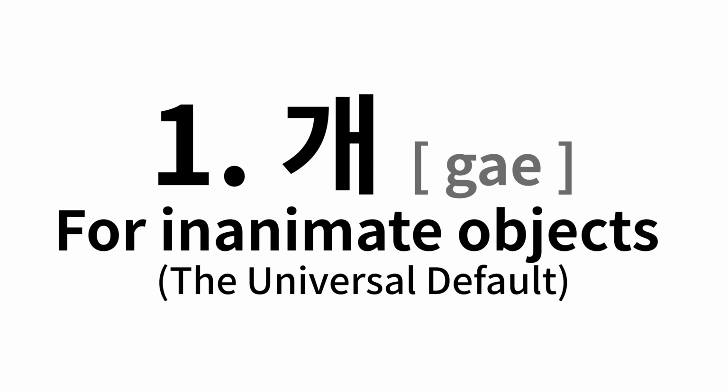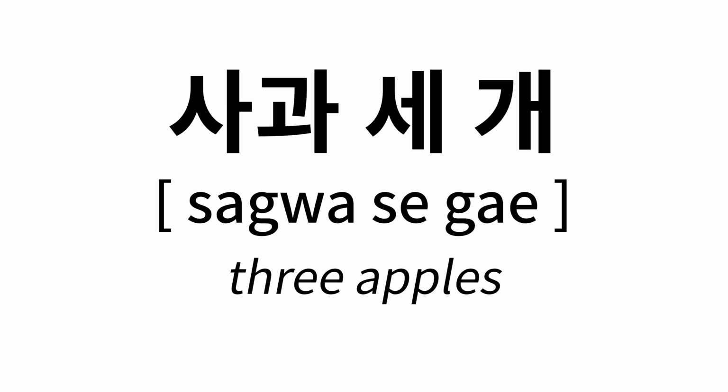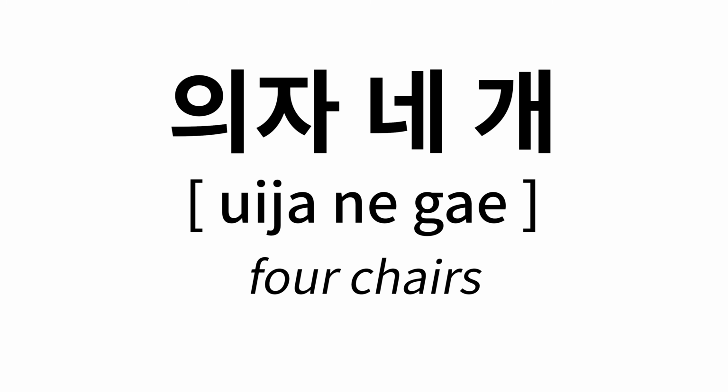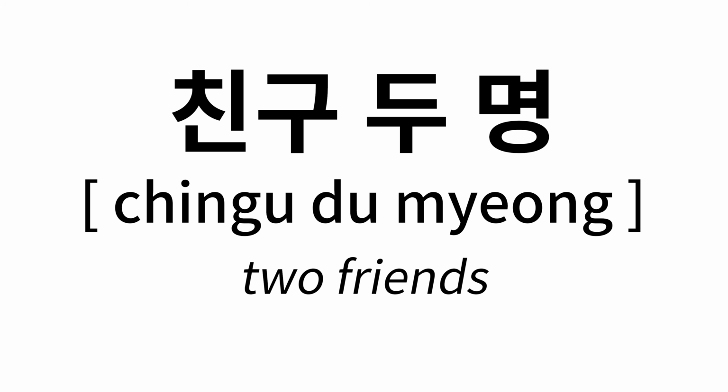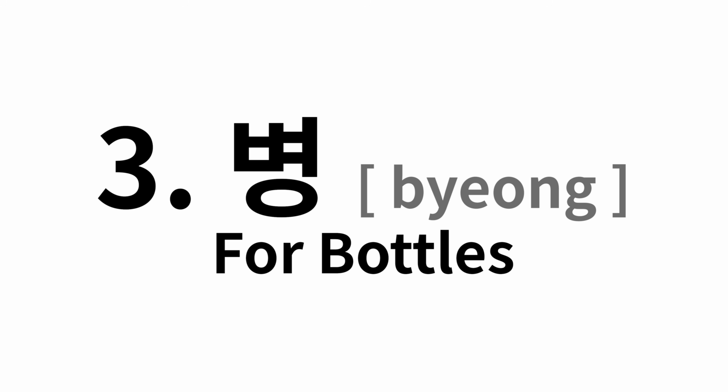Number 1, 개, the universal default for inanimate objects. If it doesn't have a soul or a specialized counter, just default to 개. It works for almost all inanimate objects. 사과 3개, 3 apples. 의자 4개, 4 chairs. Number 2, 명, for people. When counting friends, family, or colleagues casually, use 명. 친구 2명, 2 friends.